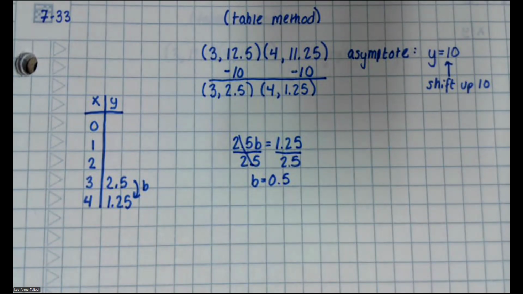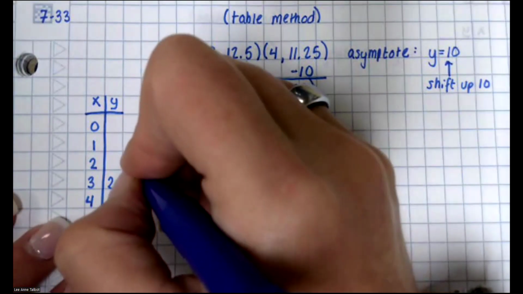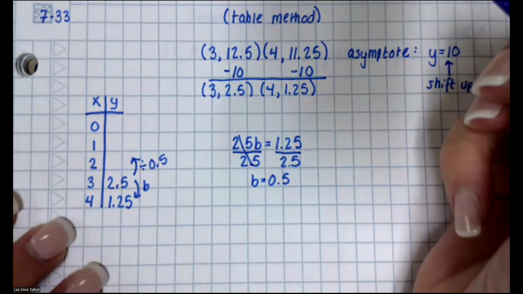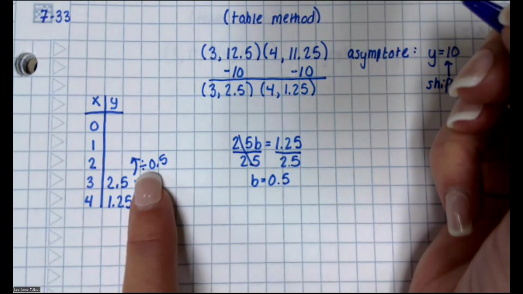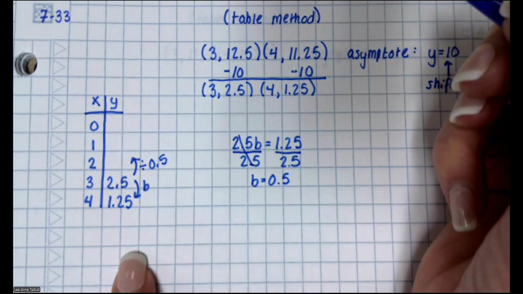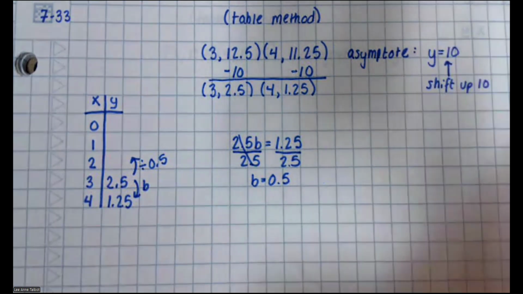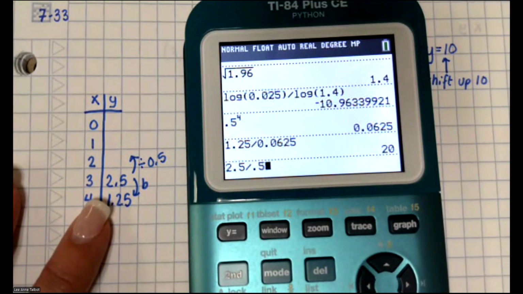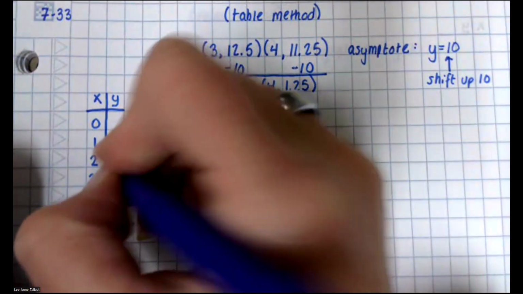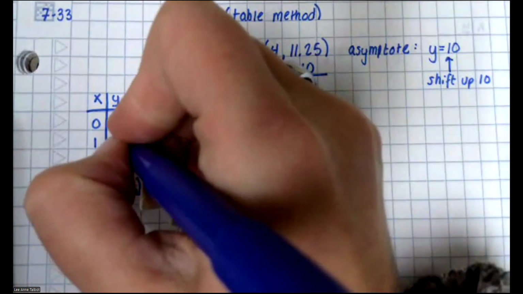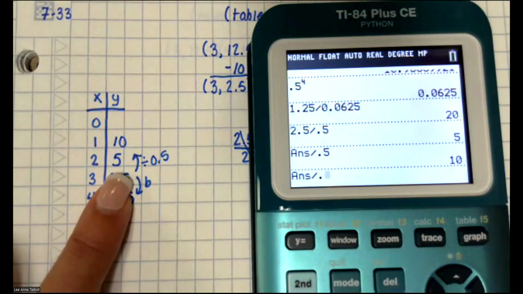Okay, now to find A, you backtrack. You can think about it like that if you want to, but I'm going to divide by B because I don't want to think. I multiply to go down the table and divide to go back up the table. So I'm going to go 2.5 divided by 0.5, divided by 0.5, divided by 0.5.